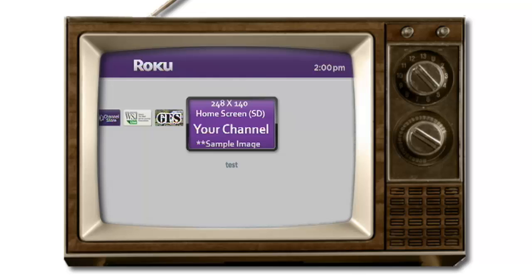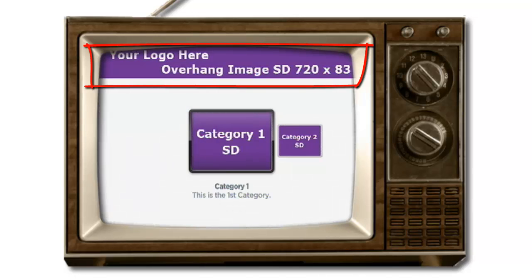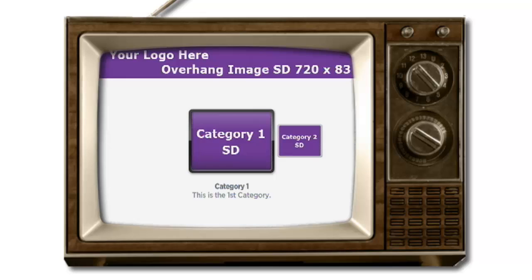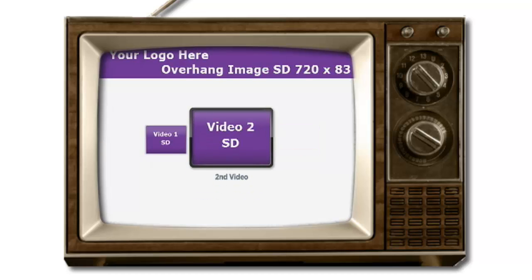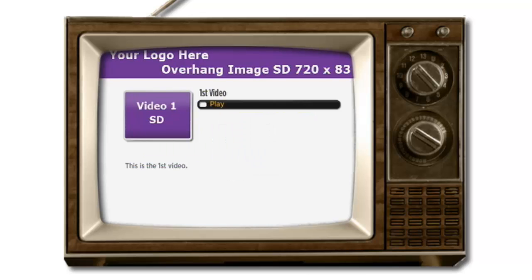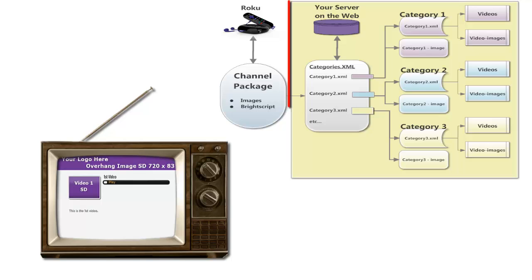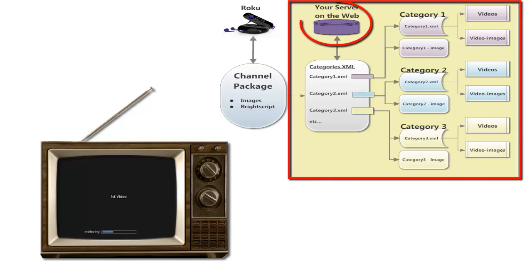This is the banner or logo image that's consistently at the top of your channel. So if we click here on our main channel image, you'll notice that our channel has a banner image at the top of the channel. This is the other image that's part of your channel package. So this banner image and the main channel image are the only images that are a part of our channel package. Everything else, including the category images, the video cover art, and the actual videos themselves, are all separate from the channel package and are stored on your web server.